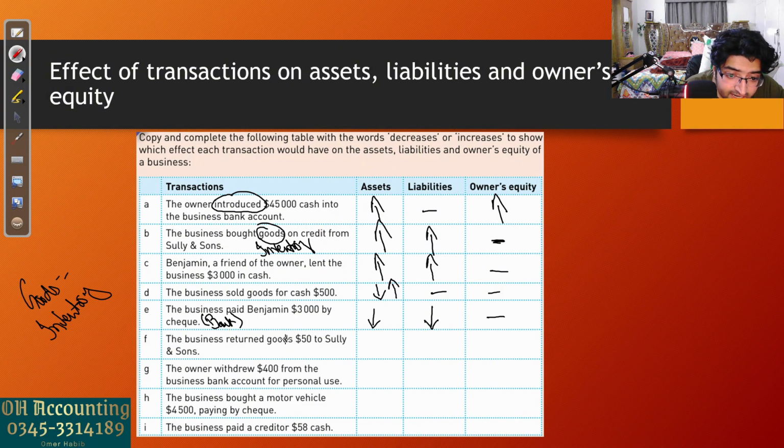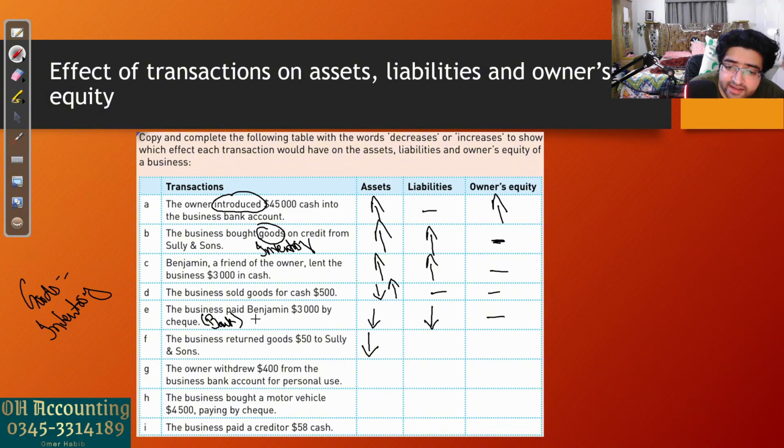The business returned goods, $50 to Sully and Sons. Okay. When you return goods, which is also called inventory, is inventory increasing in your business or decreasing? It is decreasing. You're returning some inventory back to someone from whom you have purchased it. So inventory is an asset, inventory is decreasing, so assets are decreasing. And Sully and Sons, we purchased this, I think, on credit. Let me double check. Yes.